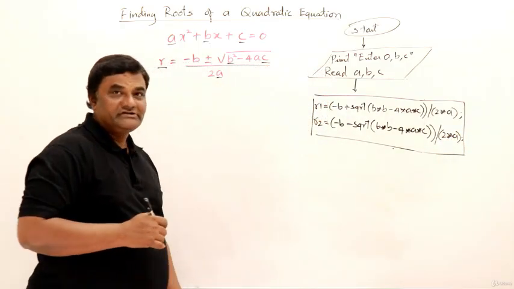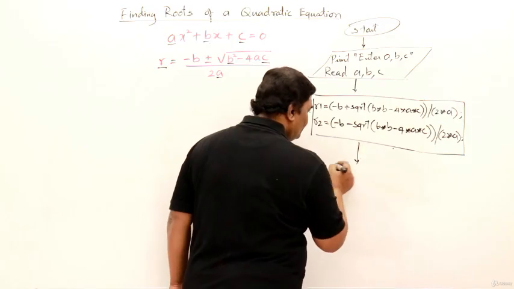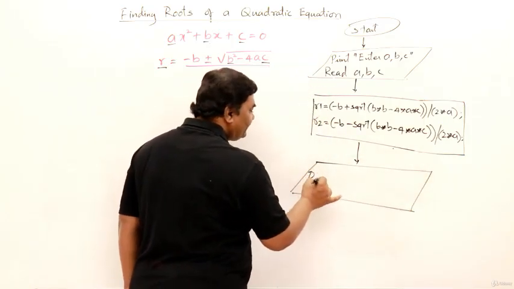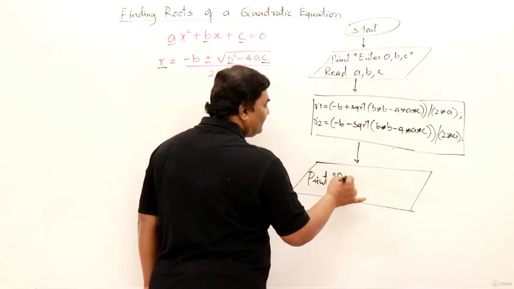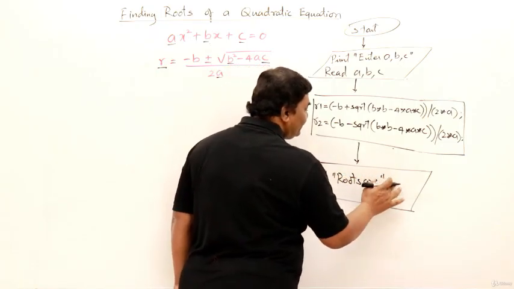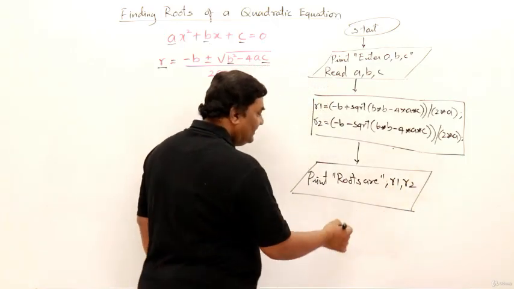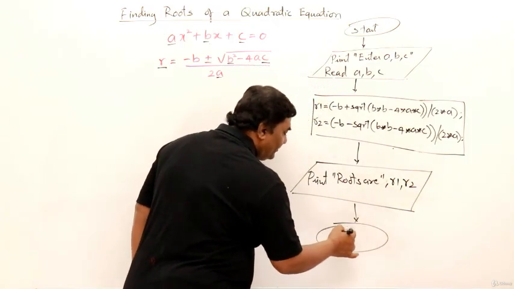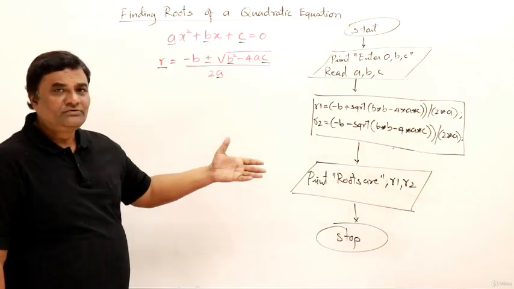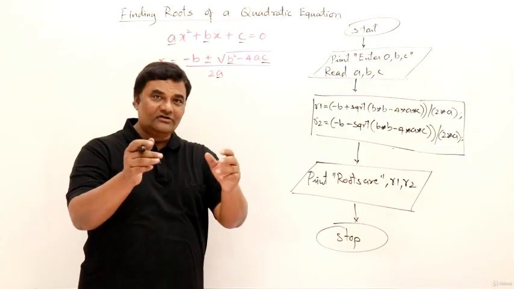I got two roots. Now I have to give the output, that is the result. So print the message roots are, then the first one is R1 and the second one is R2. That's all. This is the end of the flow chart. This is similar to the ones we have seen in the previous videos, so you can write the algorithm.